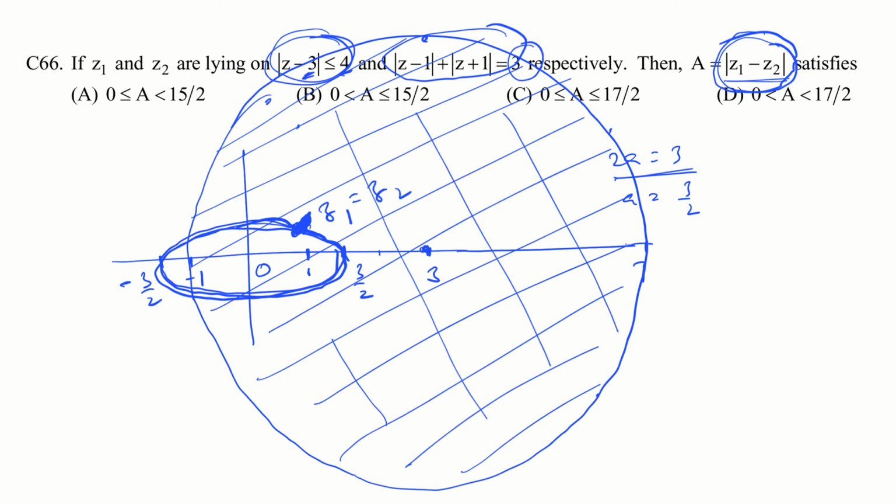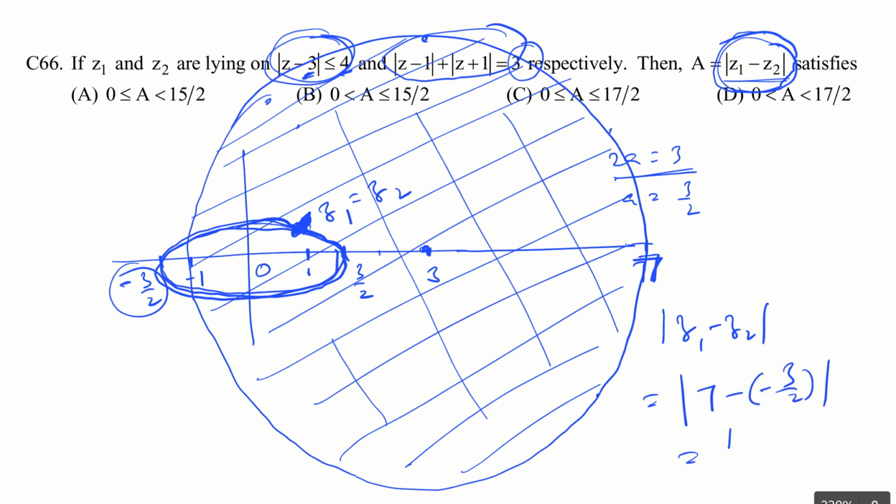Now you want the maximum value. You can see that if I take Z1 as 7 here and Z2 as minus 3 by 2, then you have mod of Z1 minus Z2 equal to mod of 7 minus of minus 3 by 2, which is nothing but 17 by 2. Therefore, option C is the answer. Let's go to next problem.